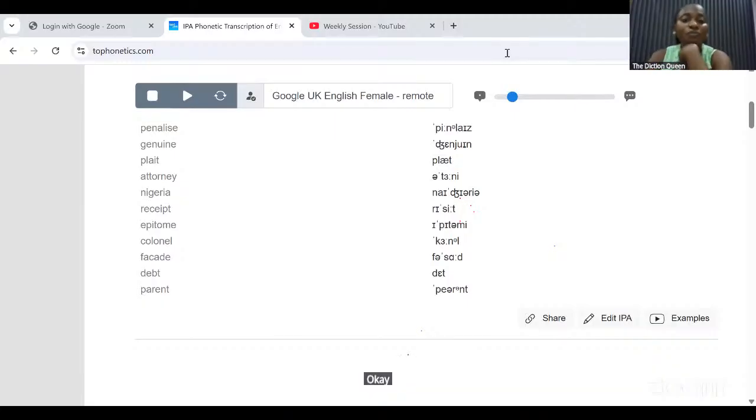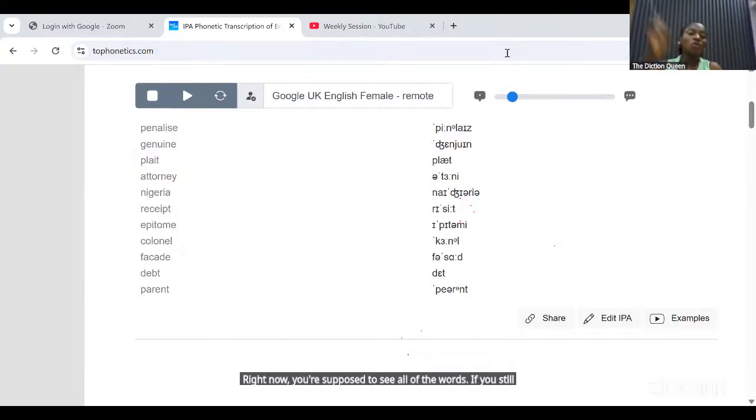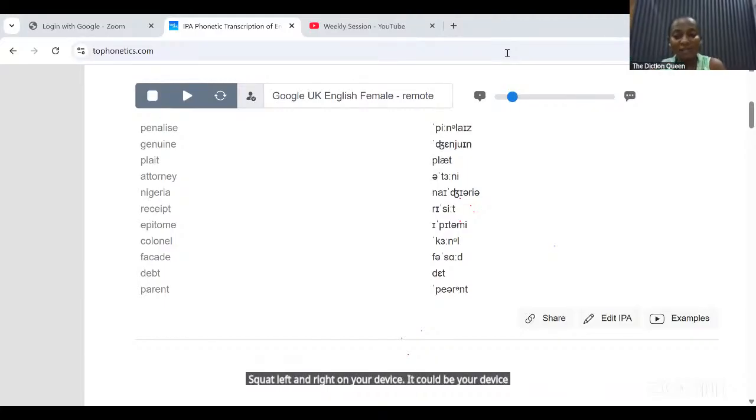Okay. Someone says, I can't see everything, please. Right now, you're supposed to see all the words. If you still cannot see it, scroll left and right on your device. It could be your device dividing it.